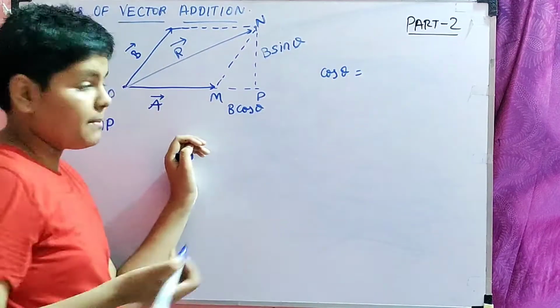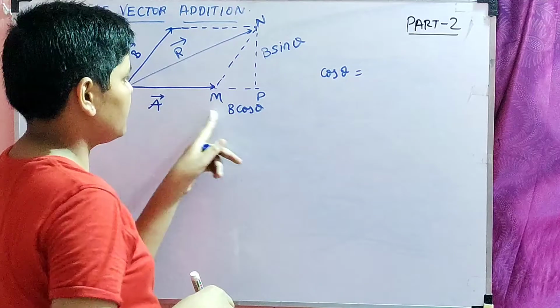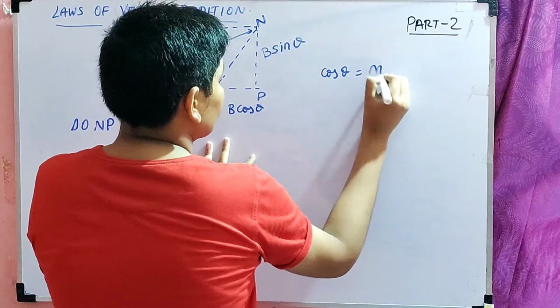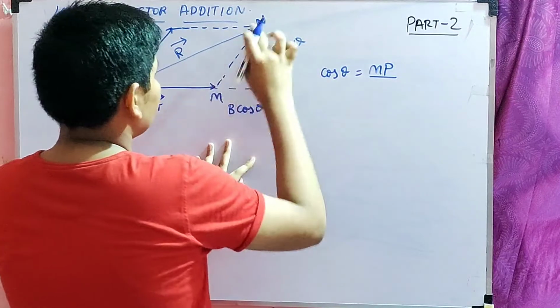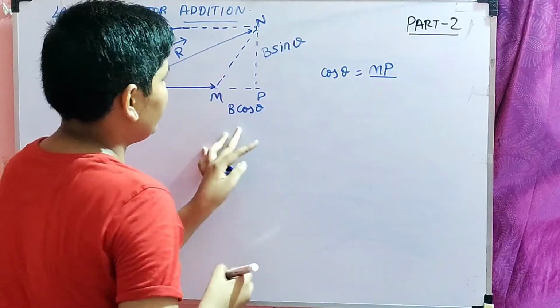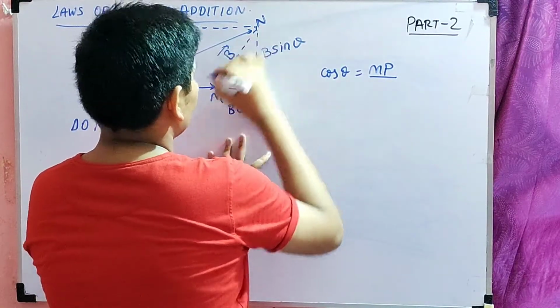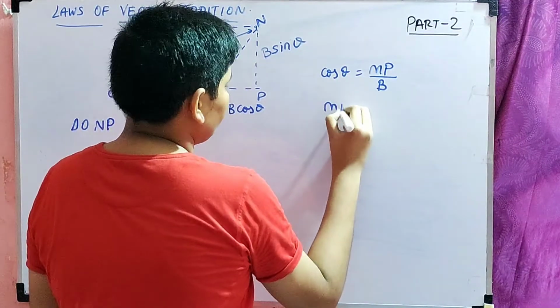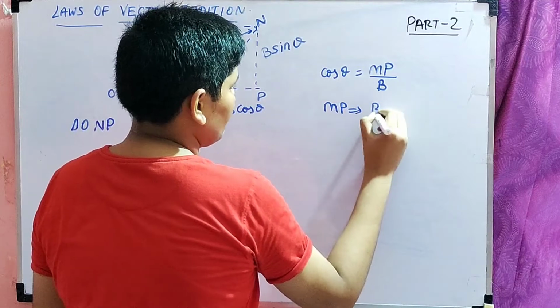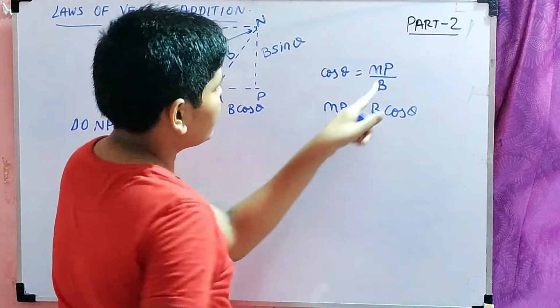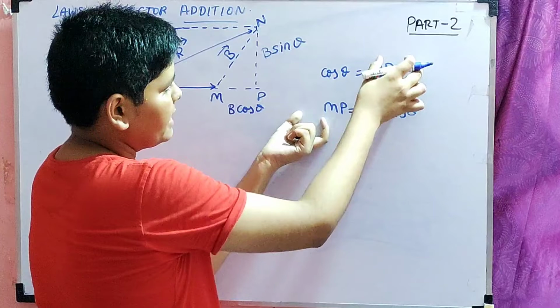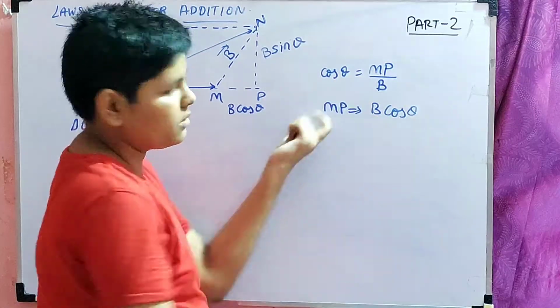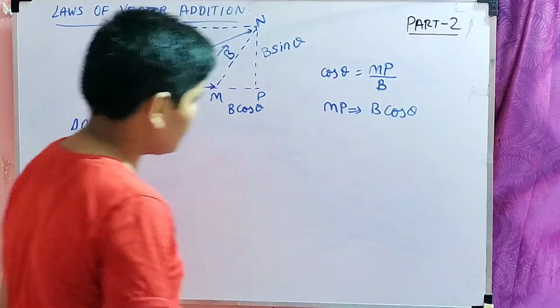Cos theta equals base by hypotenuse, which is MP by hypotenuse, and the hypotenuse we take as B, since this bar is B bar. So cos theta equals MP by B. Taking B to the right hand side as multiplication, MP is equal to B cos theta.